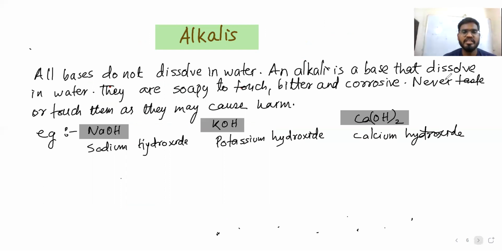Now the next topic in this chapter is alkalis. All bases do not dissolve in water, and an alkali is a base that dissolves in water. Important. They are soapy to touch, bitter and corrosive in nature. Never taste or touch them as they may cause harm. Examples are NaOH, KOH and calcium hydroxide: sodium hydroxide, potassium hydroxide, and calcium hydroxide. So these are alkalis.